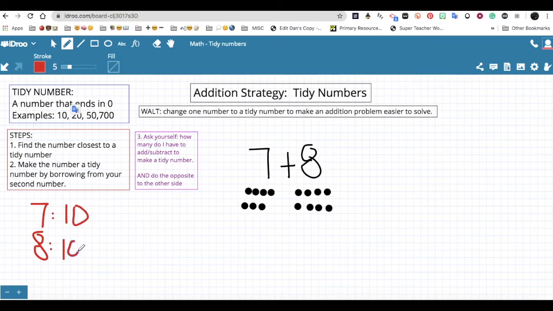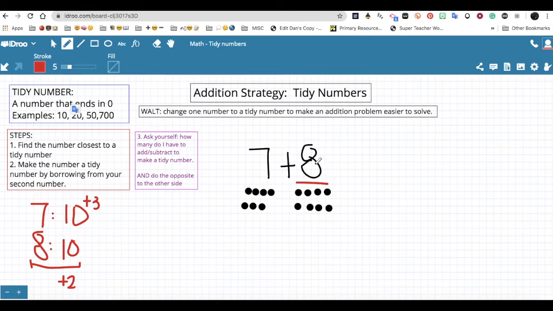Okay? Now, which one out of 7 or 8 is closest to 10? Pause the video and tell me, and then I want you to explain why as well. Okay, so you're right if you said that 8 is closest to our tidy number. The reason why our 8 is closer is because you only have to add 2 compared to having to add 3 from our 7. So that means 8 is our number that's closest to a tidy number. So that's our first step, find the number closest to a tidy number.